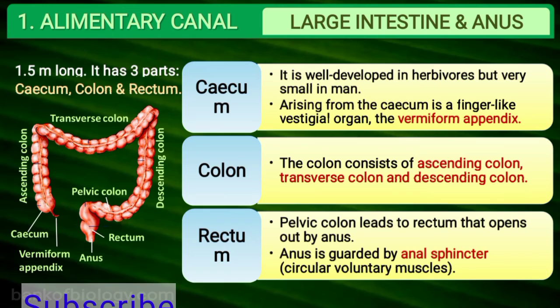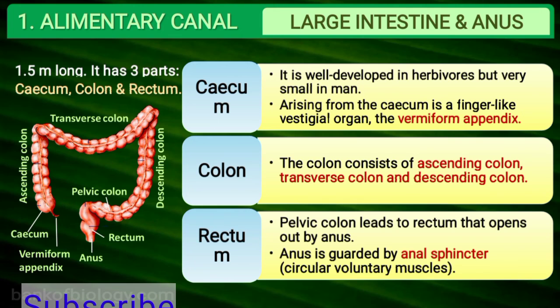The colon consists of the ascending colon, transverse colon, and descending colon. These are the three parts of the colon where reabsorption occurs. The rectum has the pelvic colon which leads into the rectum that opens outside by the anus. From the anus, waste is removed from the body. The anus is guarded by the anal sphincter that closes it. That is circular voluntary muscle that is under control in adults, whereas in infants it is involuntary in action.